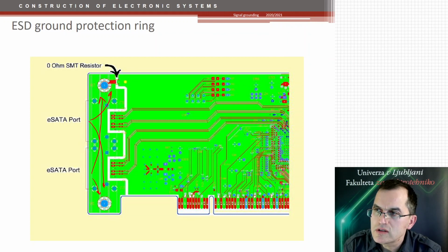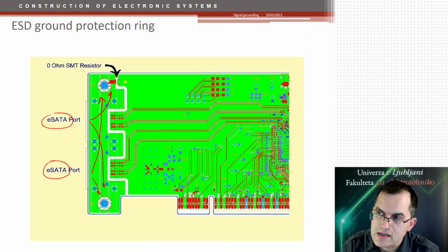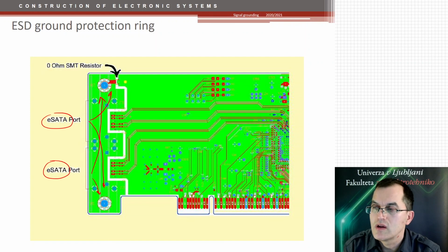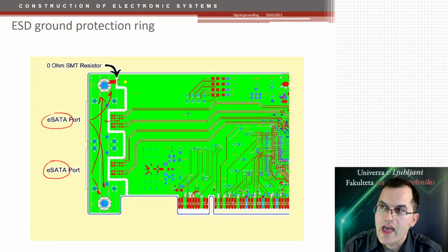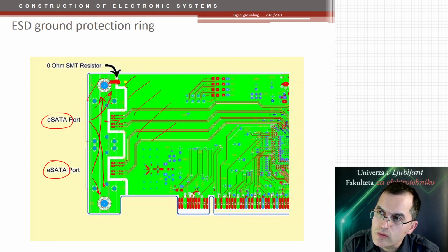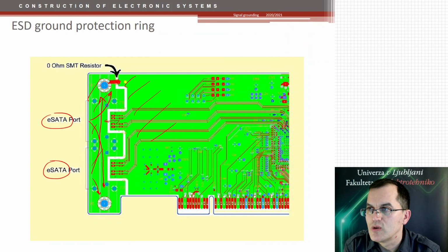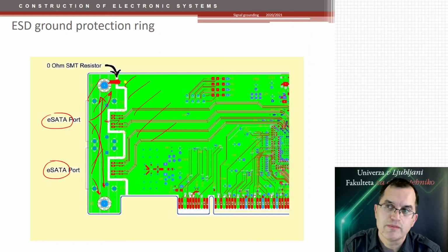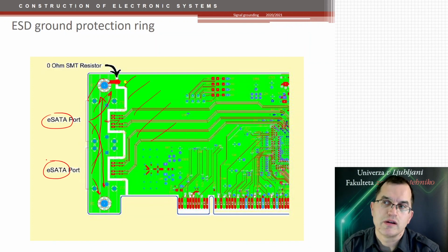Now, what about the return currents that may flow here? They cannot flow, can they? Well, it depends what kind of signals you have. If you have, let's say, SATA ports like in this case here, they are all differential signals. So ideally, no common mode current is flowing here. But you still have to provide some sort of common connection between this ground plane and that one, which can be done by a small resistor or a ferrite bead or a similar component that just defines the DC potential of these two grounds.